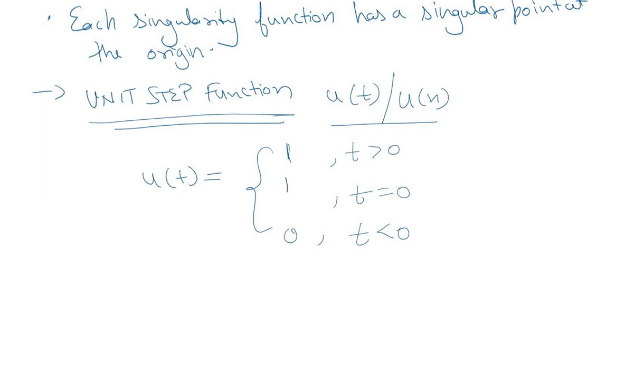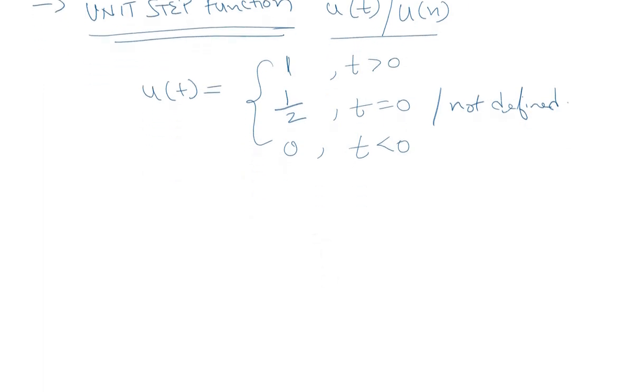And its usual value considered is 1/2. In many books you will find this value to be not defined. And in some of the books you will find the value of the unit step function in continuous time at t equal to 0 is 1/2. Okay, so if we try to plot this function u(t), you can see that with respect to time, its value is 1 for t greater than 0, and for t equal to 0 it is not defined, or you can say 1/2.